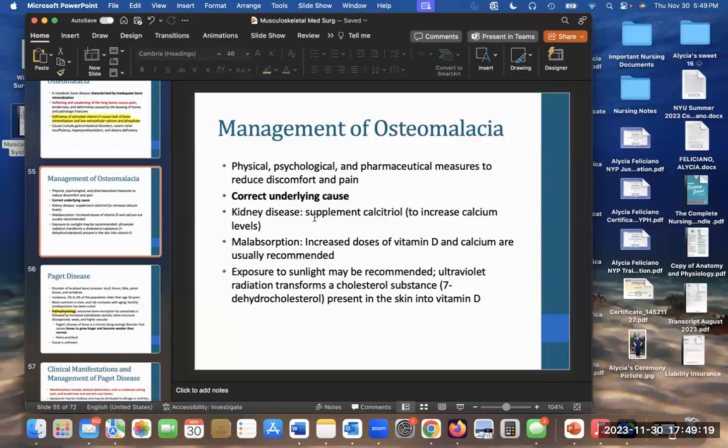Management: correct whatever's going on. If they have kidney disease, we could supplement with calcitriol. So if they have low levels and that's what's causing the osteomalacia, let's increase calcium, right? Malabsorption, if they have some sort of GI problem, we want to increase vitamin D and calcium. Sunlight is a natural vitamin D stimulant. Your body can naturally produce vitamin D. So tell them, spend some 15 minutes outside, get some sun. You're going to be doing a lot more for them if you tell them go outside a little bit more, because they'll also get natural forms of vitamin D to help with their bones.